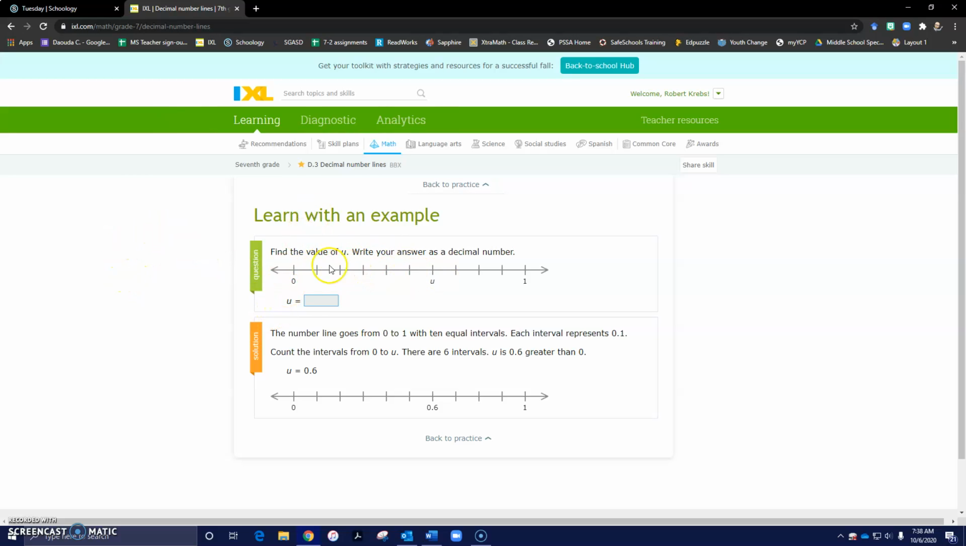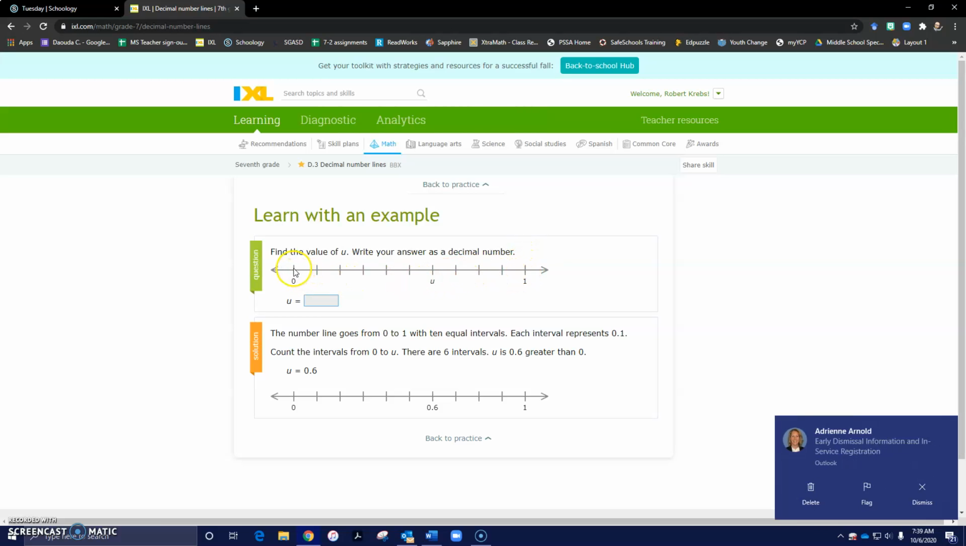So this is a similar question. It says, find the value of u, write your answer as a decimal number. And you see I have 0 on this side of the number line, I have 1 here, and then I have all these marks in between. So I know that u is going to be somewhere in between 0 and 1. Well, if I look at these ticks, these marks in between 0 and 1, I have 1, 2, 3, 4, 5, 6, 7, 8, 9, and then 10. So this is split up into tenths.